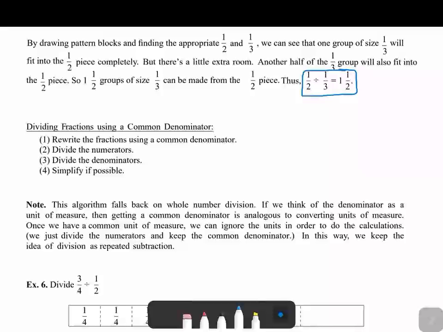If we want to divide fractions using a common denominator, the first thing you need to do is rewrite the fractions with a common denominator, if that's the strategy that we want to use. And then all we have to do is divide the numerators, divide the denominators, and then simplify. So you can see this is really similar to the multiplication algorithm.